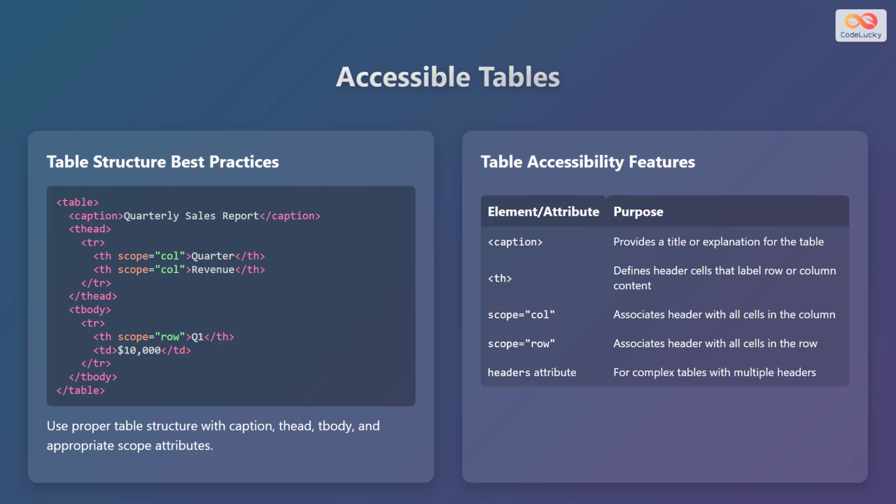Accessible tables require a proper structure with a caption, thead or table head, tbody or table body, and appropriate scope attributes. A caption provides a title or explanation for the table. The th, or table header, element defines header cells that label row or column content. Use scope equals col to associate a header with all cells in its column, and scope equals row to associate a header with all cells in its row. The headers attribute can be used for complex tables with multiple headers.